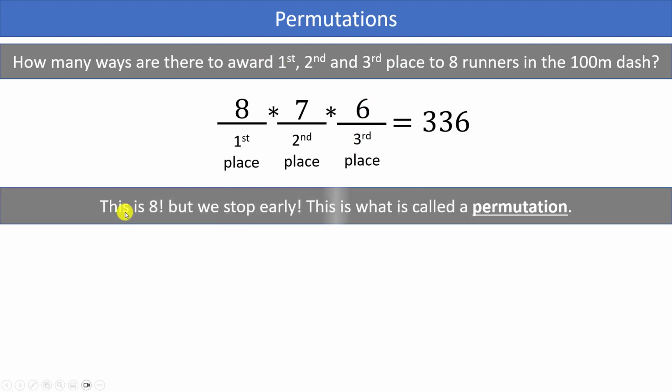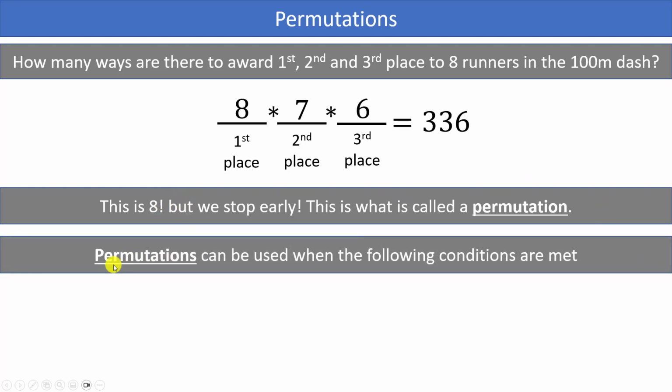So this is the same thing as 8 factorial, but we are stopping early. We still have that idea that we are multiplying down the numbers, but we are not going all the way down to 1. And this is what we call a permutation. A permutation is just basically a factorial that terminates early.